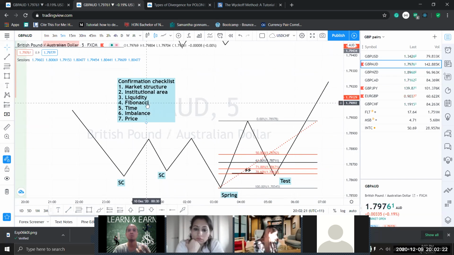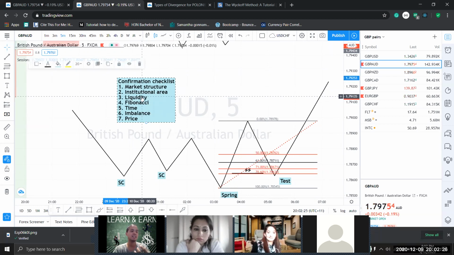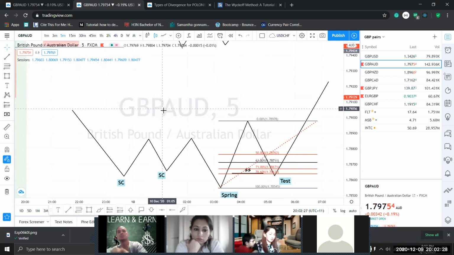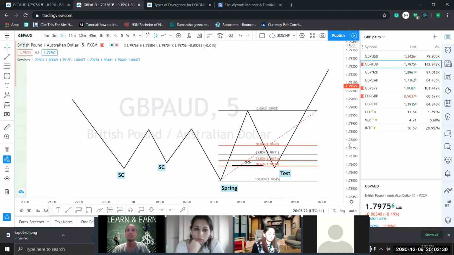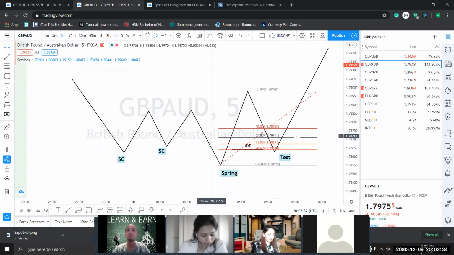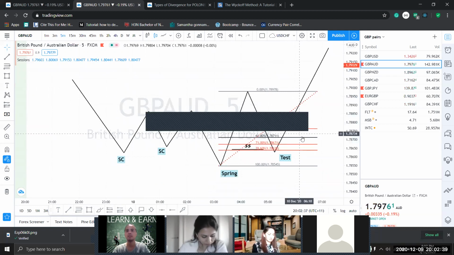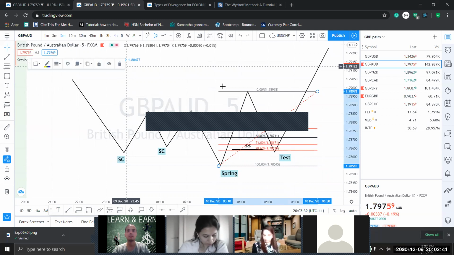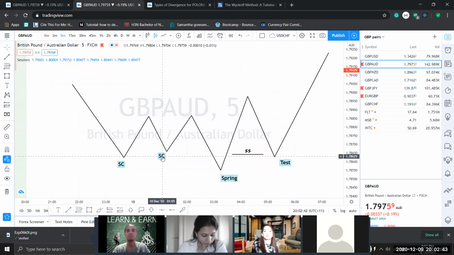So you will be looking at these kinds of confirmation checklist, so that you don't jump very early in the market, because when you jump in early, that will make you very unstable, because the market can do very abrupt moves.